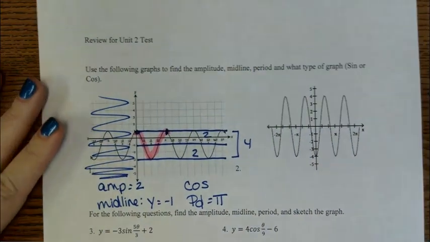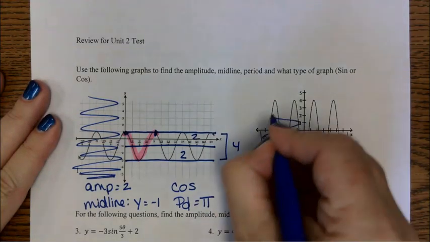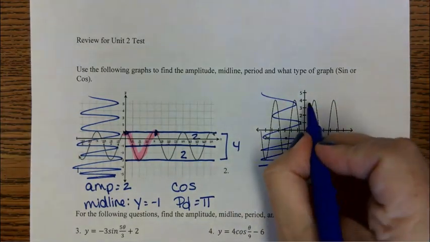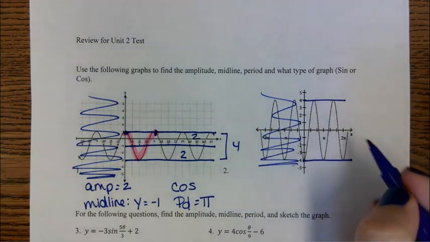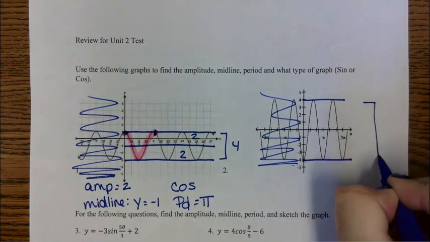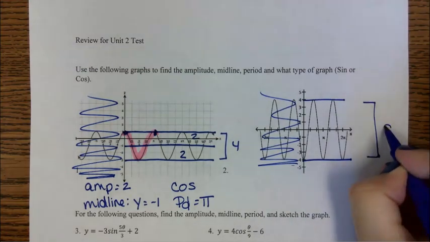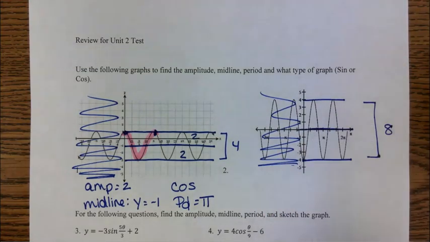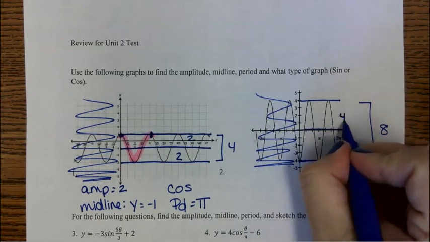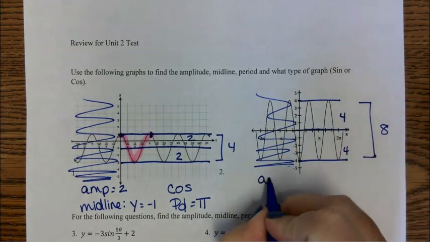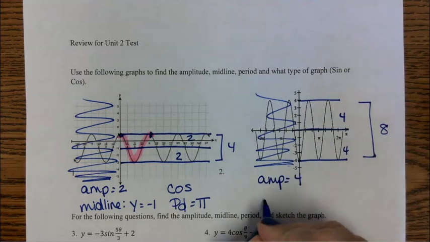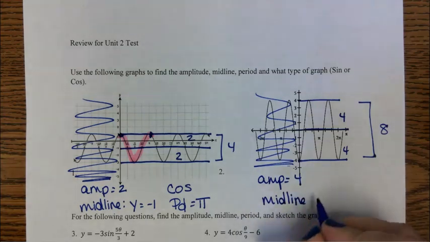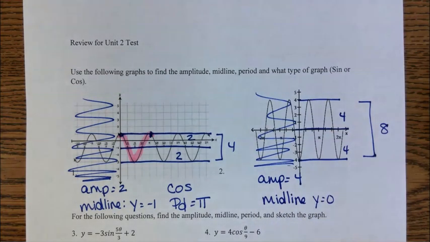Okay, let's do another one. Okay, so we have one at 4 and one at -4. So the difference, from the top to the bottom, it's 8. Halfway through, it is 0. So that means this is a 4 and this is a 4. So my amplitude is 4. My midline is at y equals 0.